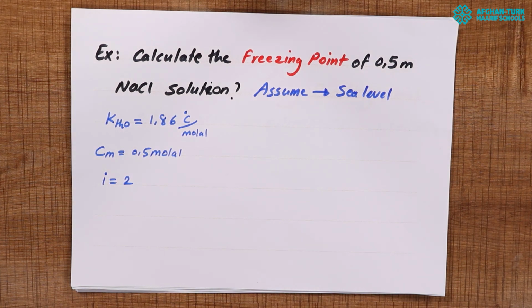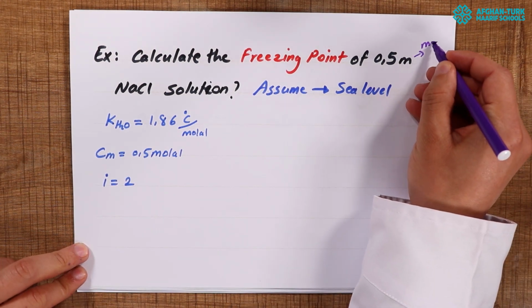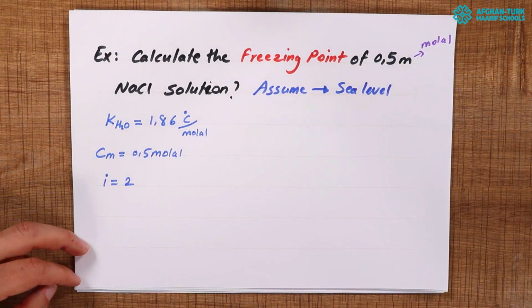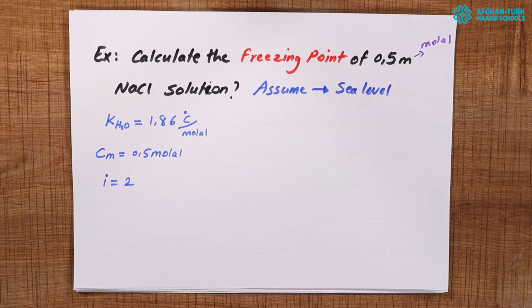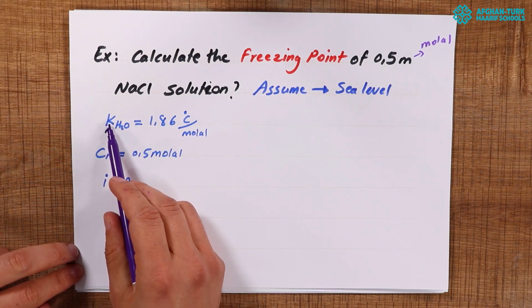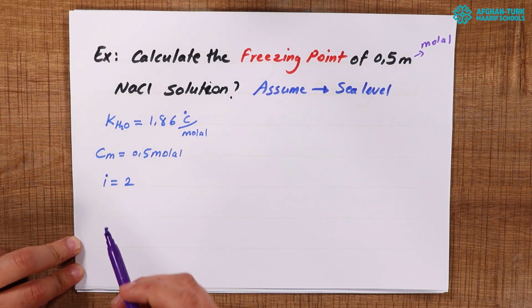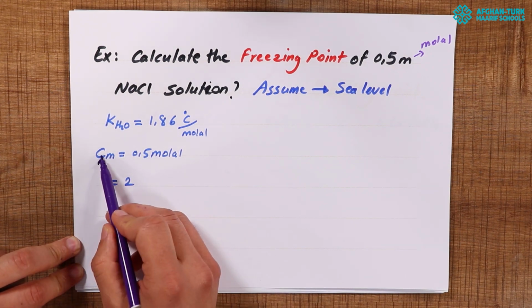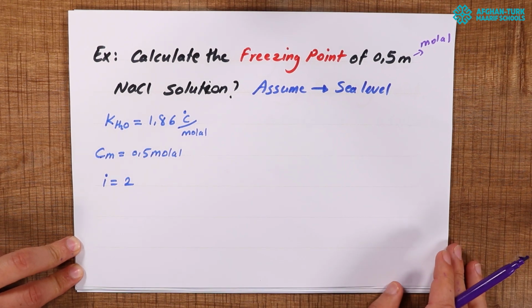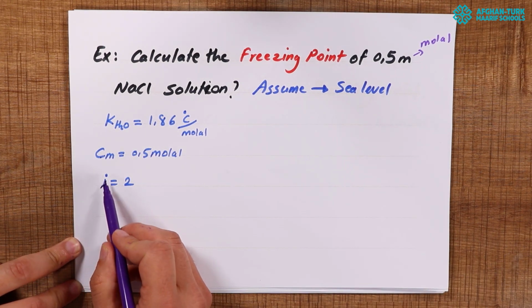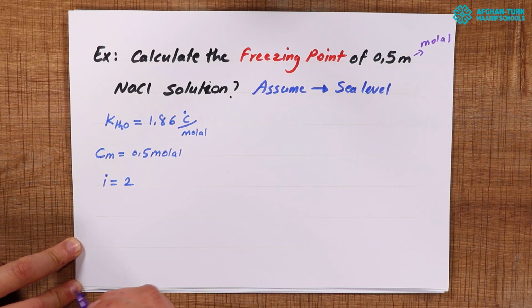Example: calculate the freezing point of a 0.5 m sodium chloride solution. What does m show here? Molal. Assume that you're at sea level. We should find the freezing point. Also, I categorized our question here. What is the cryoscopic constant of water? 1.86 °C per molal. Also, it's given in the question that the concentration of molality is 0.5 molal. Also, we have i here, the van't Hoff factor. From where can we find this value?